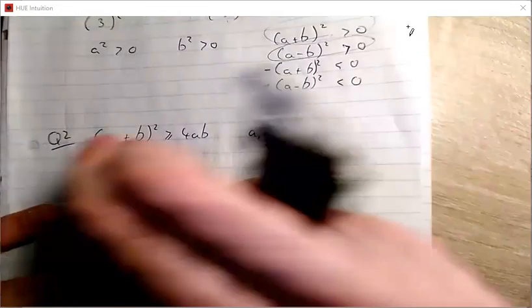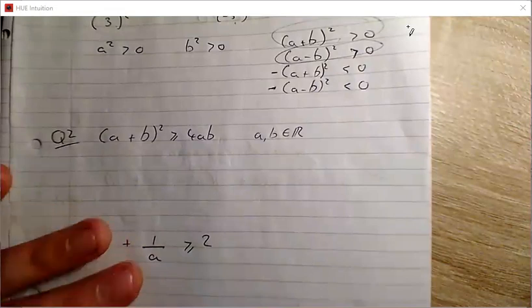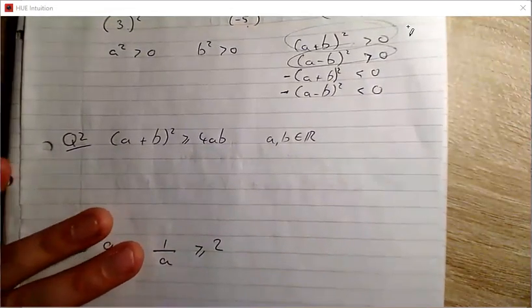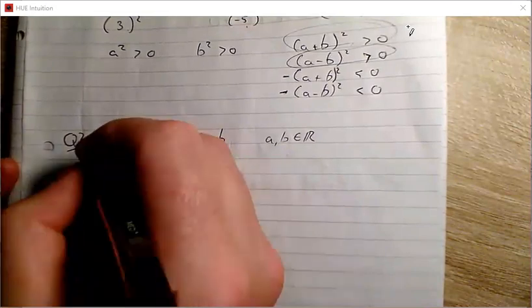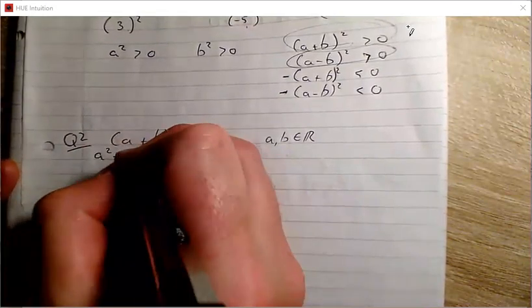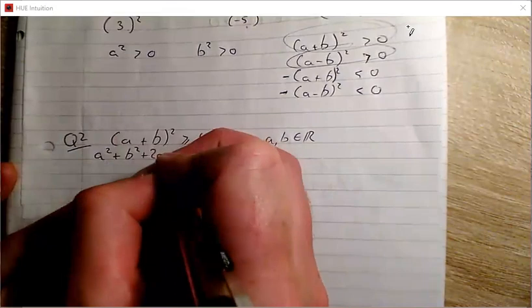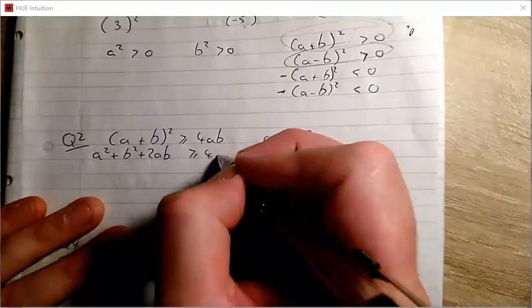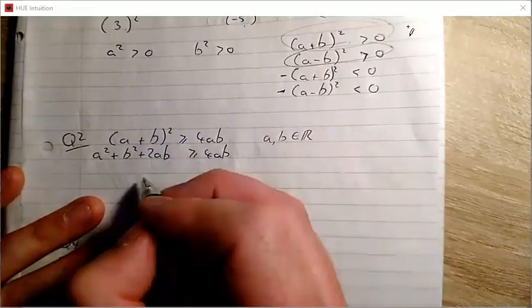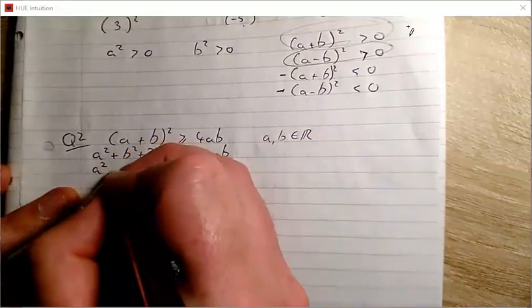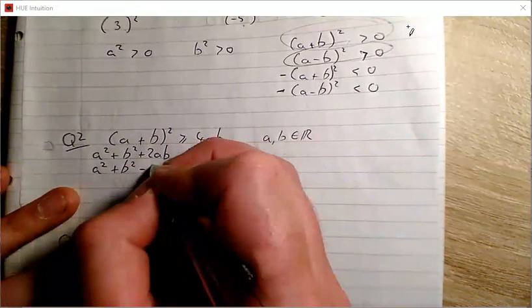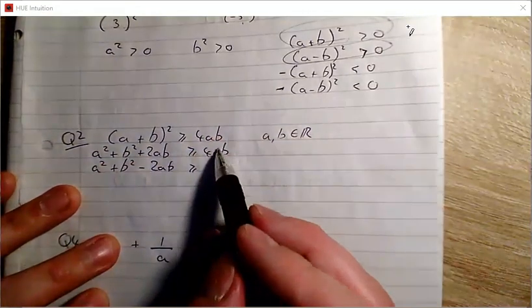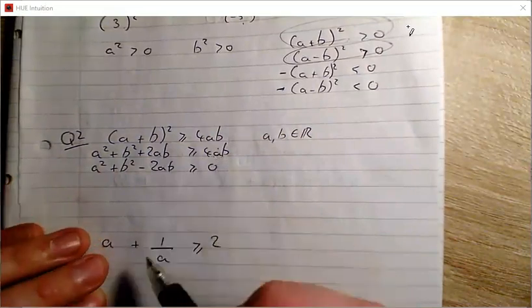It says, show that a plus b squared is always greater than 4ab. And one way to do this is to find an equivalent inequality. So if I multiply this out, square the first, square the second, twice the product is what I get on the left-hand side, is greater than 4ab. But if I move that 4ab over, changing it to a minus 4ab, I get a squared plus b squared minus 2ab is greater than 0.